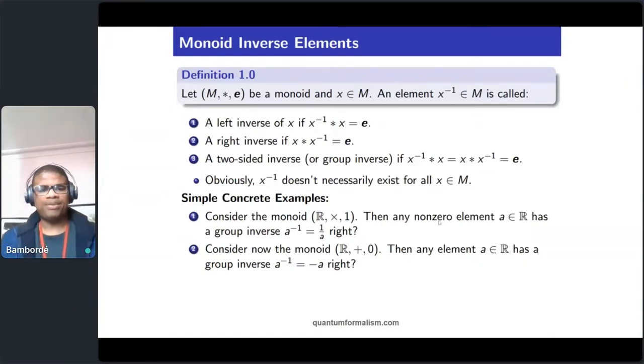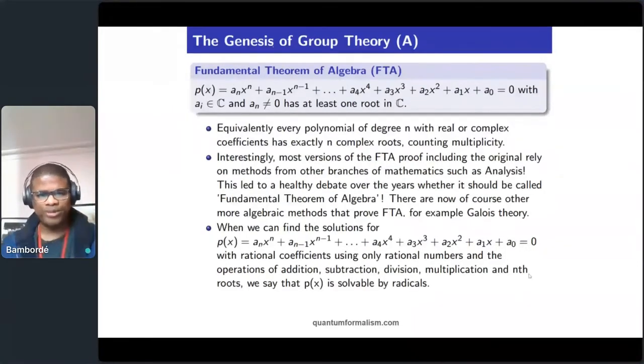So to sum up, what we are really interested in is monoids with two-sided inverses. Those of you who are super curious, super alert, will already know where this is leading us, right? Because this is exactly what we need for groups. Okay, so before we go to groups, let's go to the genesis of abstract group theory. I forgot to put the word abstract there, but it doesn't matter.